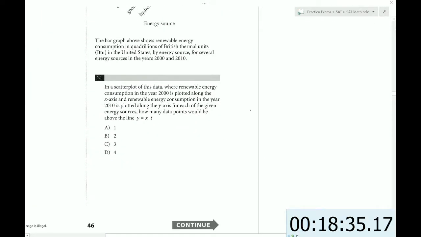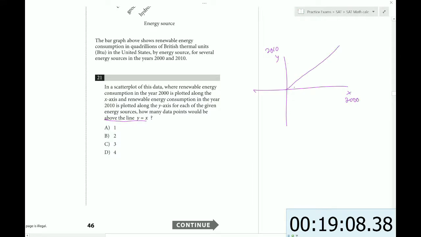21. In a scatter plot of this data where renewable energy consumption in the year 2000 is plotted along the x-axis, renewable energy consumption in 2010 is plotted along the y-axis, for how many data points would the line be above? Would we be above the line y equals x? Okay. So if our y values are 2010, and our x values are 2000, we want to be above the line y equals x.